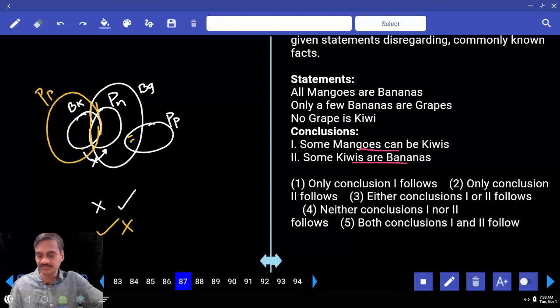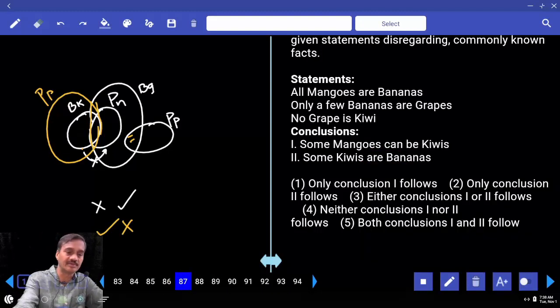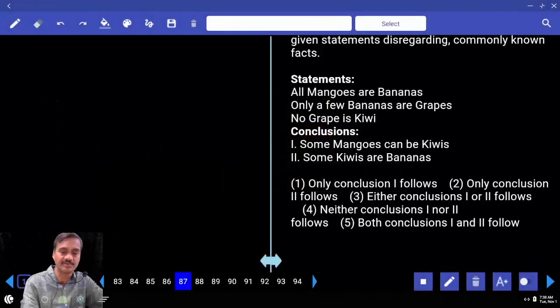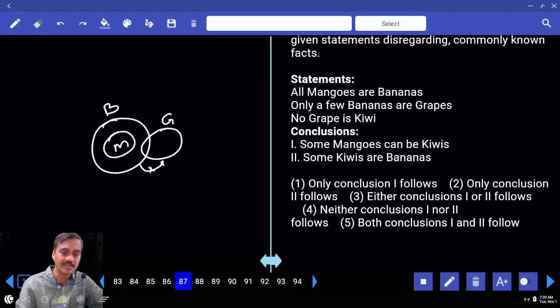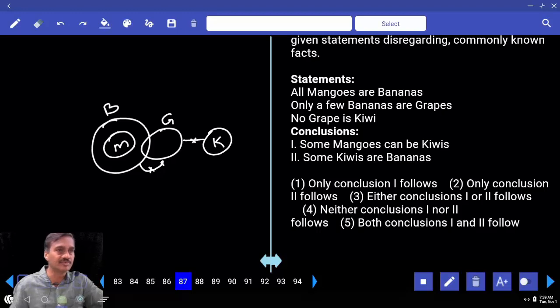Then coming to this 81, 87, all these mangoes, all mangoes are bananas. Now this entire mango is a part of what? Is a part of this banana, and only a few bananas are grapes. Any bananas grapes only konni matram anni kaadu ani annaru. And no grape is kiwi, no intersection between grape and kiwi. Now this is what the information we have.